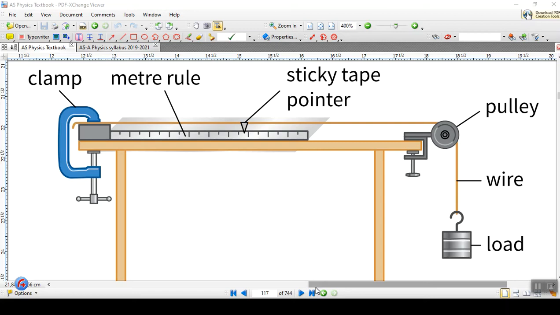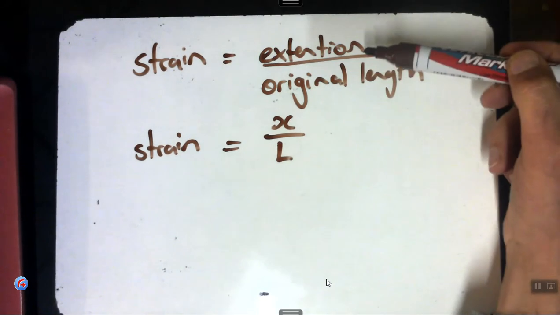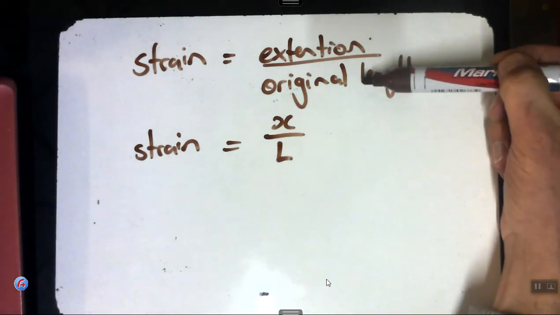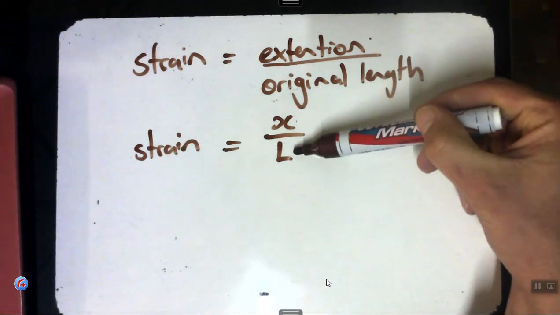Okay, so the first thing that we need to look at is the strain. This is the setup for Young's experiment. We're going to look at two things that have an influence on the stiffness of the wire, and then we're going to look at Young's modulus. So the first thing is the strain. To calculate the strain, strain is the extension of the wire over the original length. In symbol form, x over L.